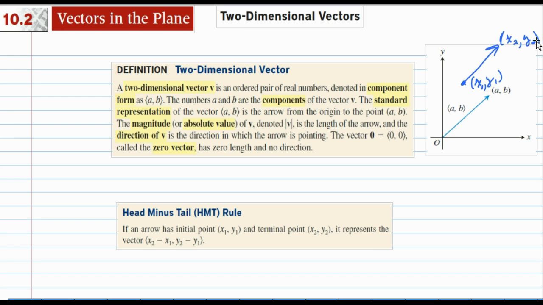So if you have a vector that doesn't start at the origin, its initial point is not at the origin, you can take the head minus the tail. So the x2 minus x1 and then comma y2 minus y1, and that will get you the coordinates of what it would be if it were starting at the origin.